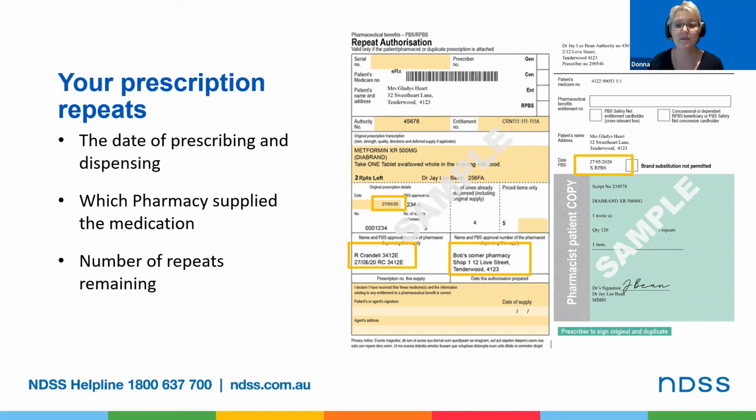If you are reading this prescription along with me, the date of prescribing is the 27th of May 2020. And it was last dispensed by Robert Crandall of Bob's Corner Pharmacy on the 27th of June 2020. 3412E is the approval number of that particular pharmacy for the supply of medicines.